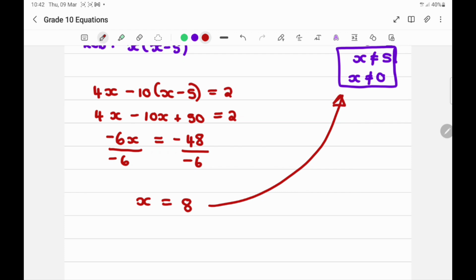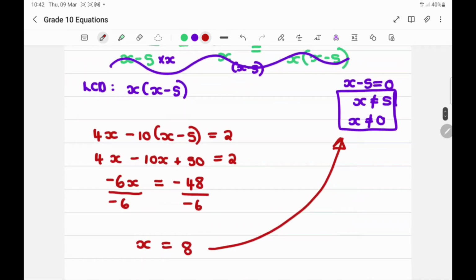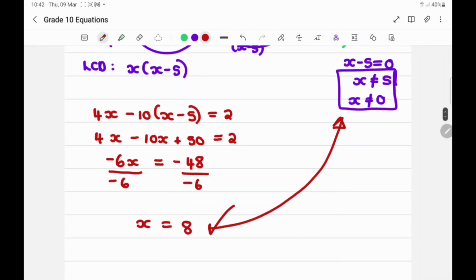Now let's compare it with our restrictions, to make sure x can't be 5 or x can't be 0. Okay, so it's all good to go. Our answer is x is 8.